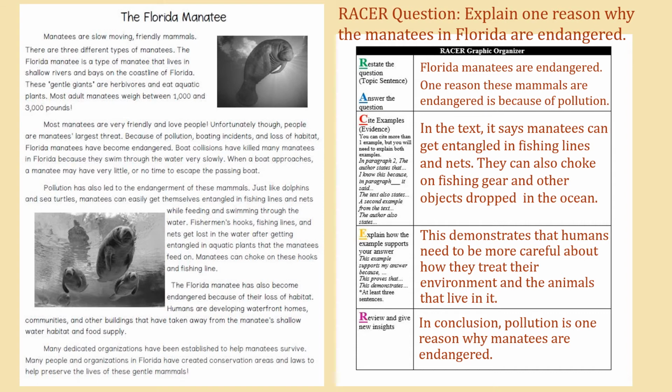Now, if I had given two or three reasons, then I would cite, if I gave two reasons, then I would cite two examples from the text. And if I cite two examples, then I have to explain both of those examples. And then when I got down to review, I could say something like, In conclusion, pollution and blank, blank is the other reason, are reasons why manatees are endangered.